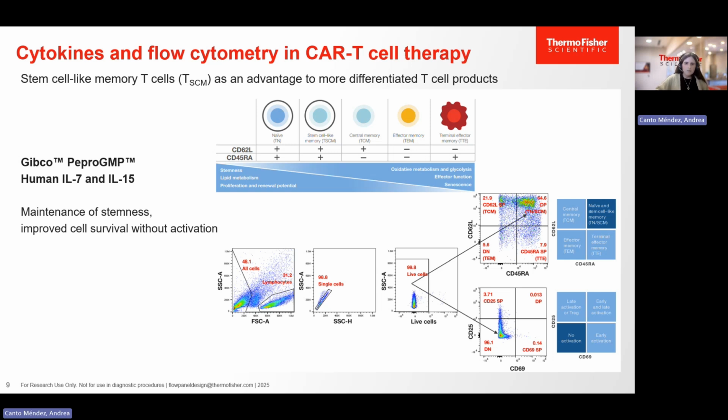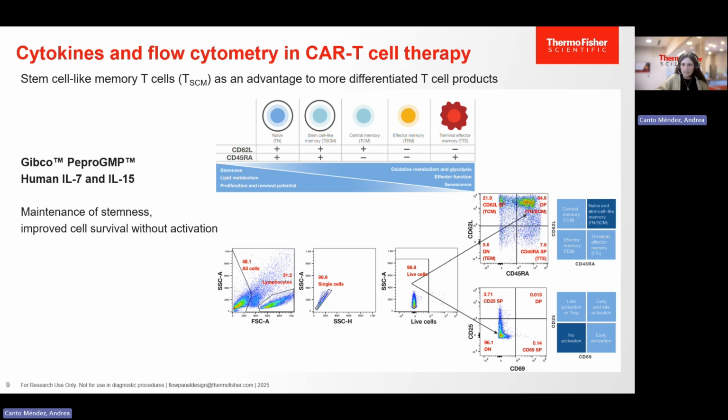In this case, what we did at Thermo Fisher Scientific was to use IL-7 and IL-15 to generate this type of stem cell-like memory T cells, or TSCMs, which will have more stem-like properties, improved survival, and less activation. And to check this, we use flow cytometry.